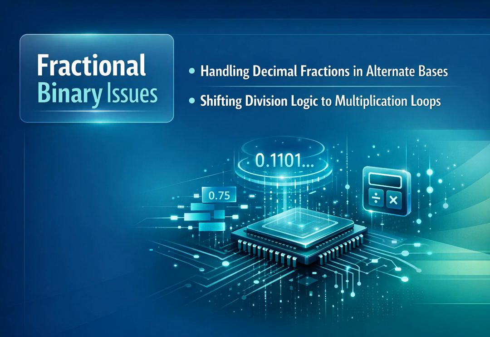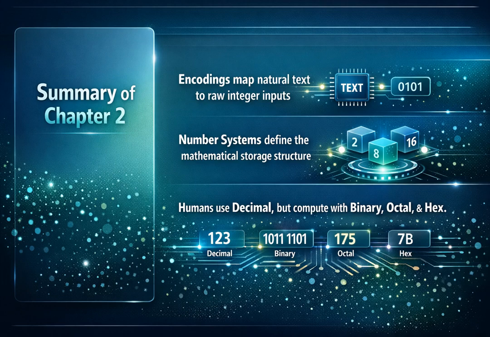When dealing with fractional components behind decimal dots, engineers carefully manipulate these conversion algorithms using successive multiplication frameworks instead of strict division. That wraps up Chapter 2. Encodings perfectly standardize alphabets, and positional number systems construct mathematical data states using native binary architecture frameworks.